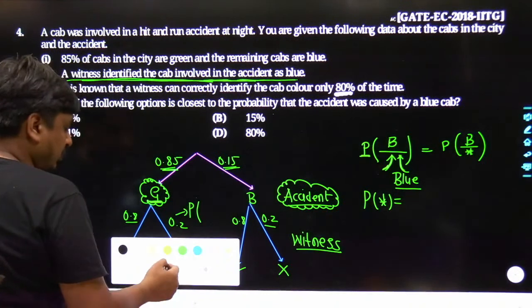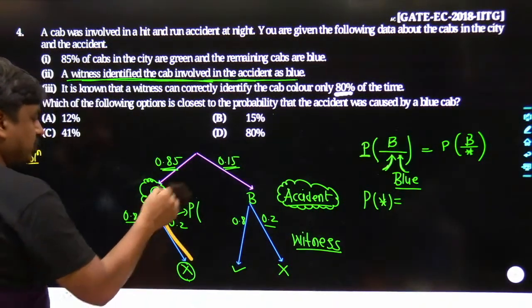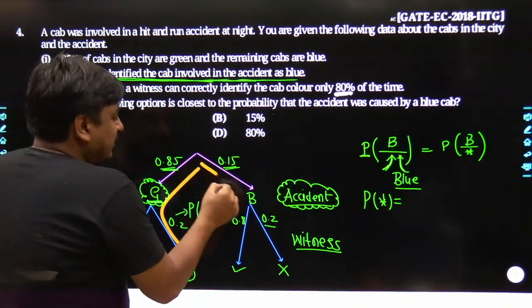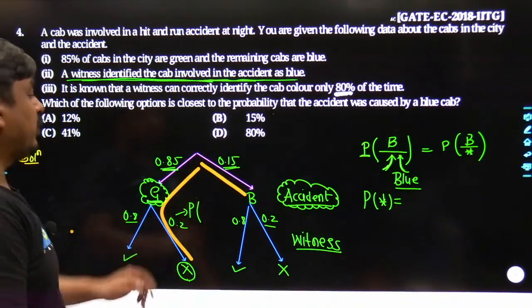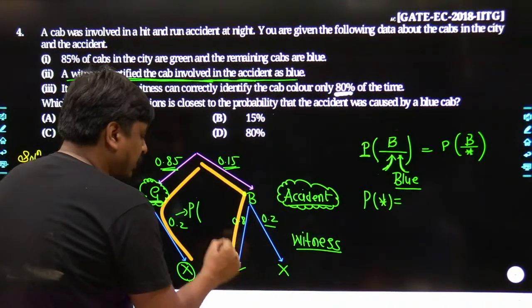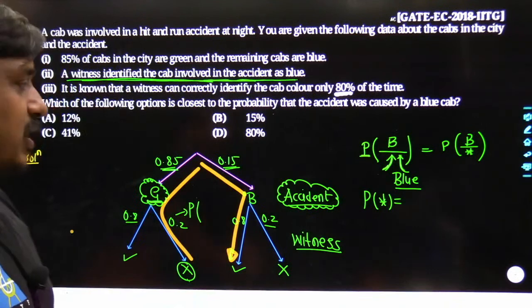Similarly, the second possibility could have been, just try to understand this one. The second possibility could have been, in that given day, the hit and run case was performed by the blue cab, and in that day, the witness identified it correctly. Could you understand what I am saying?